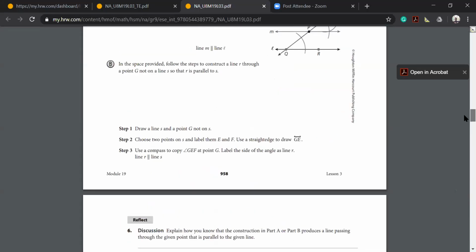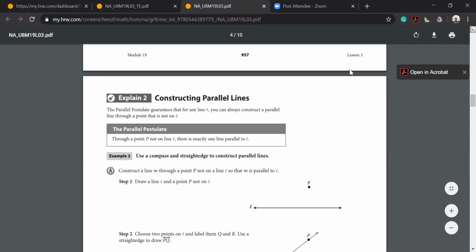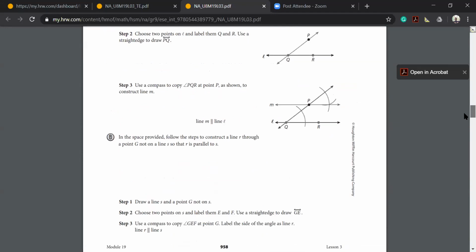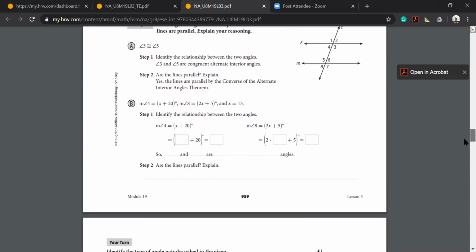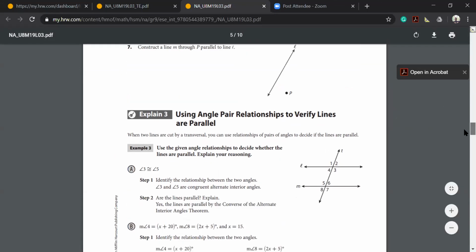Okay, actually this part, girls, Explain 2 is cancelled. Explain 2, which is constructing parallel lines, is cancelled. This page, 958, is cancelled, and we are going right away to Explain 3 on page 959. So all of this is cancelled till number 7.